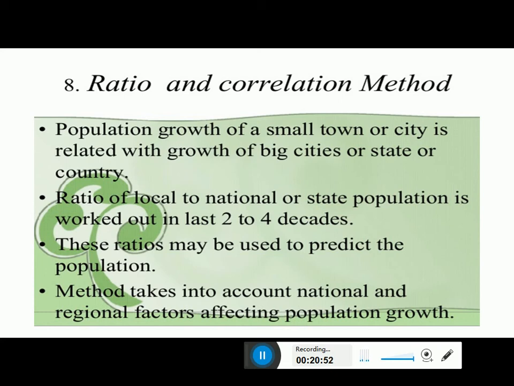Since we are doing a correlation between the local level and the state or national level, it gives the correlation between the population growth ratios and changes of the town in consideration along with the national and state population.